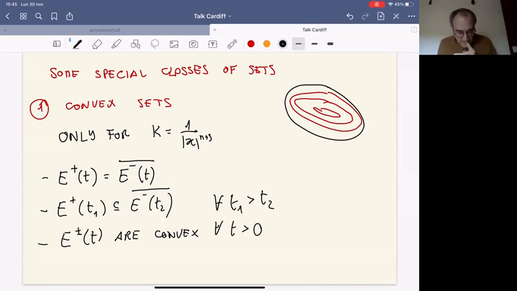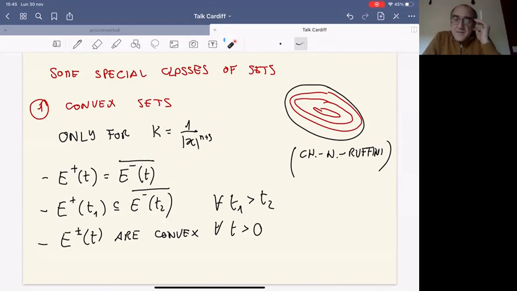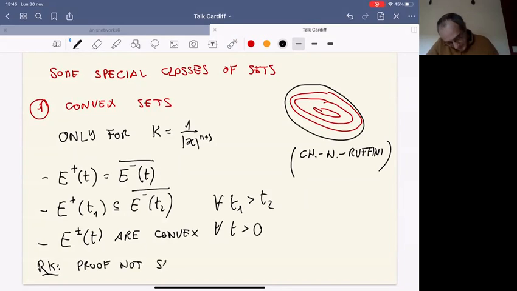Now here, unfortunately, this was part of the paper which I mentioned by Chambolle, myself, and Ruffini, and it holds only in this specific case, and the proof is not satisfactory, I would say, because we use a sort of trick to prove this result about convexity.